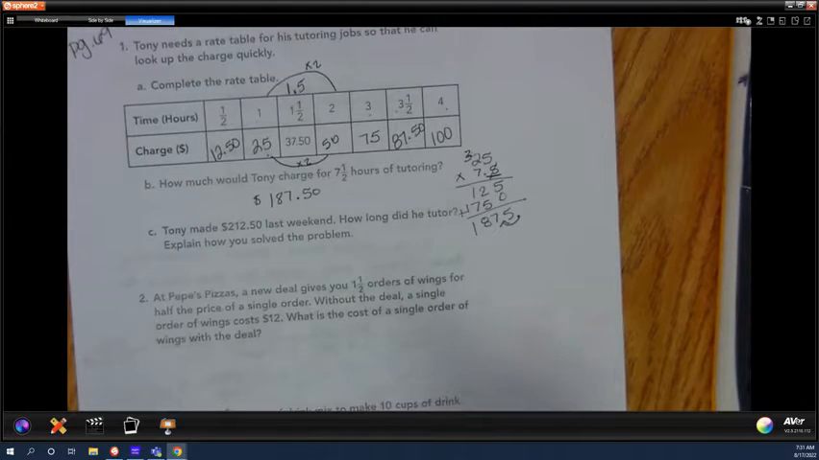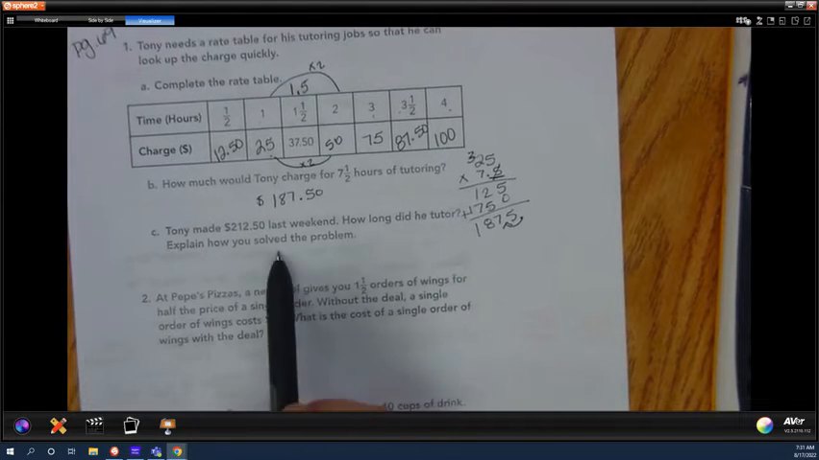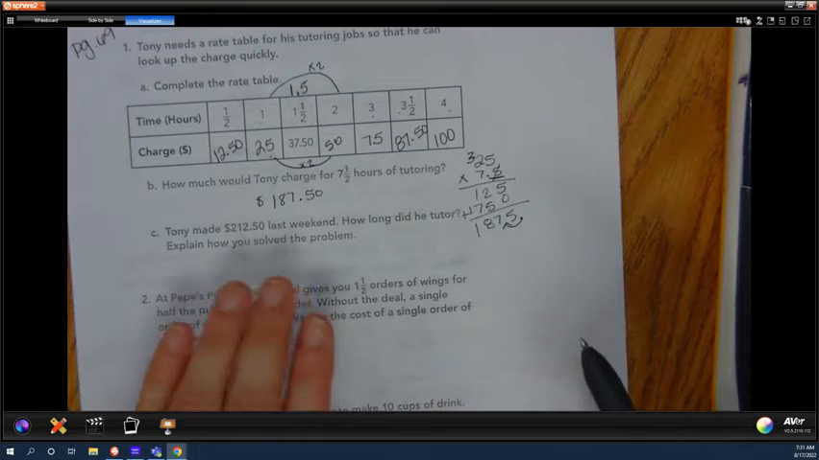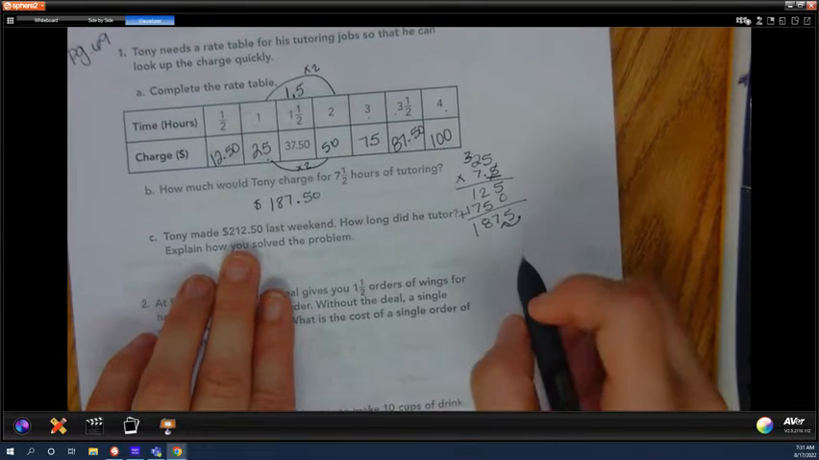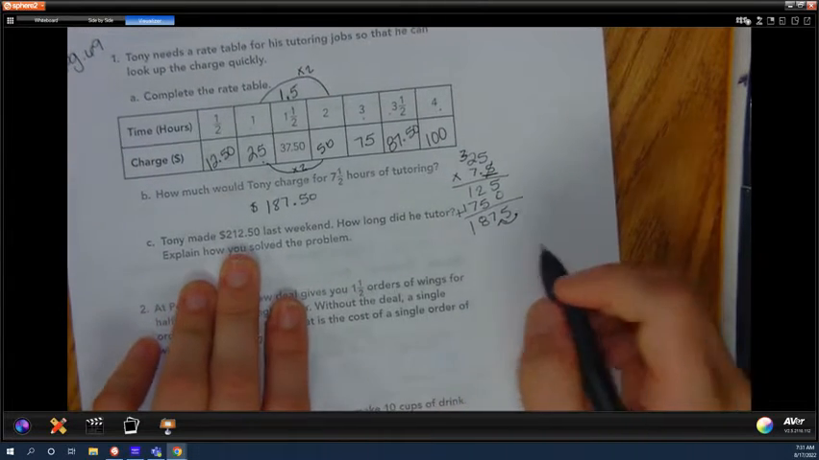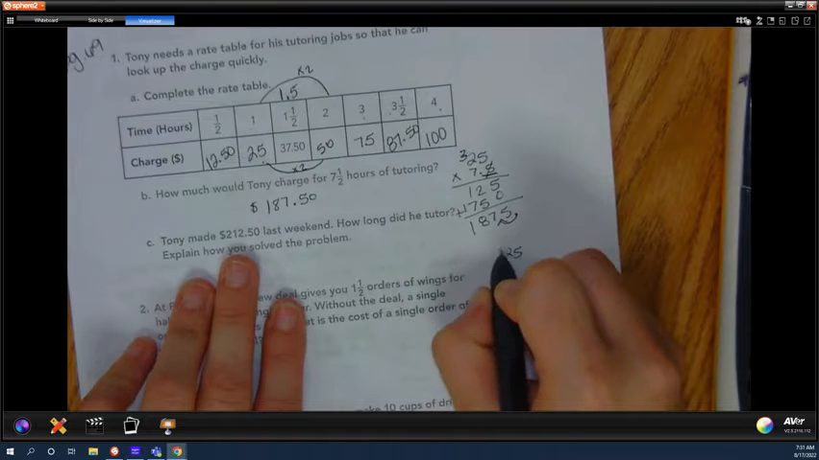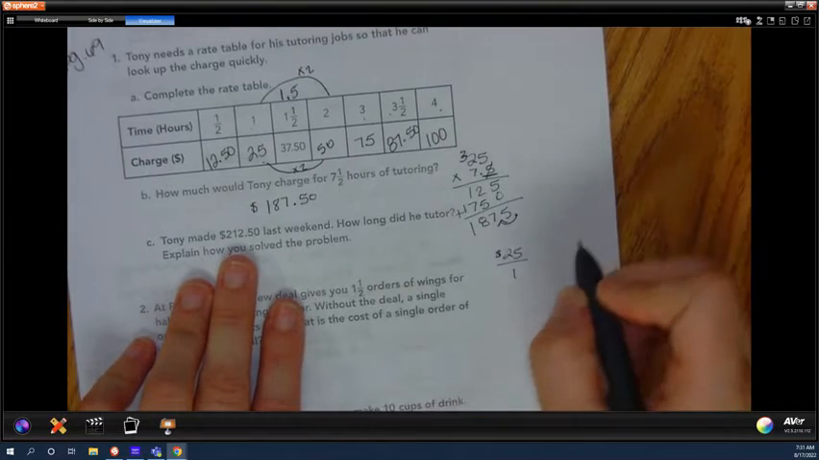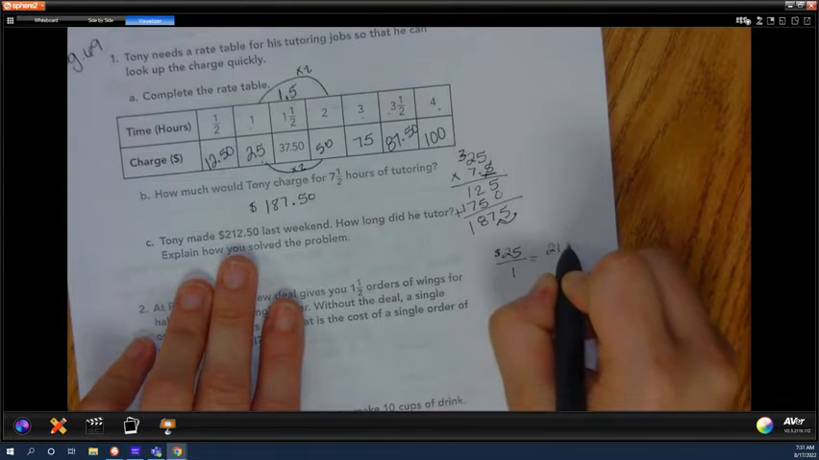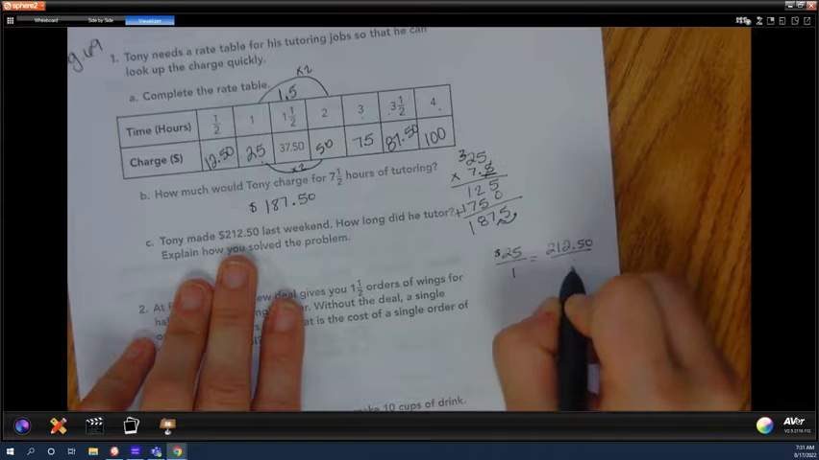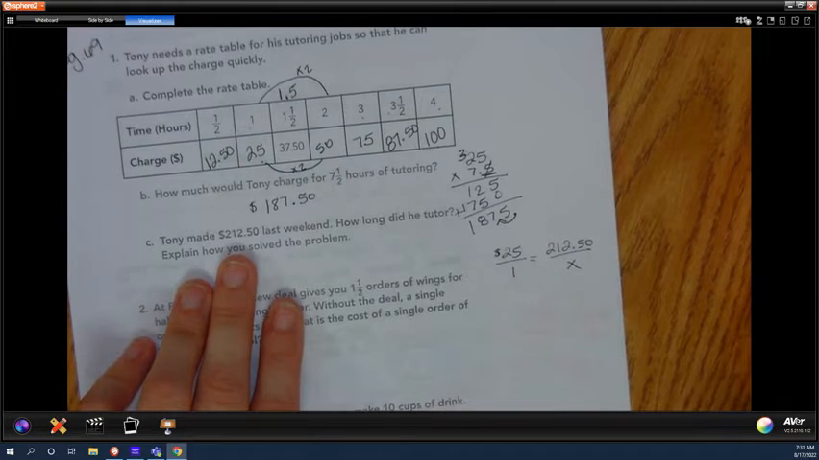All right, Tony made $212.50 last weekend. How long did he tutor? And explain how you solved the problem. All right, so I know that for every hour that he works, like $25 for every hour he earns, and I know that it's $212.50, and I want to know how many hours he works.